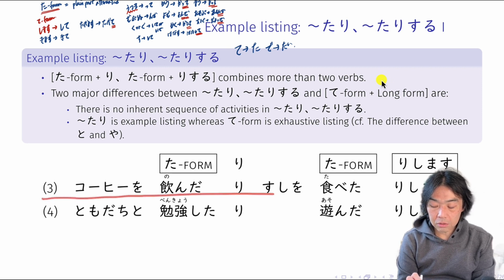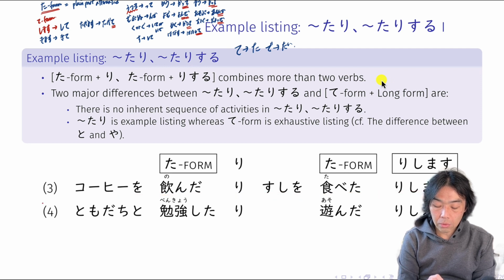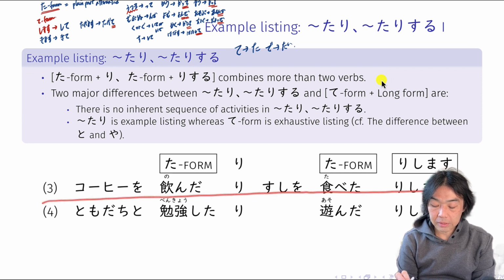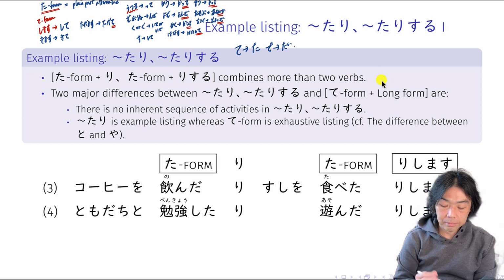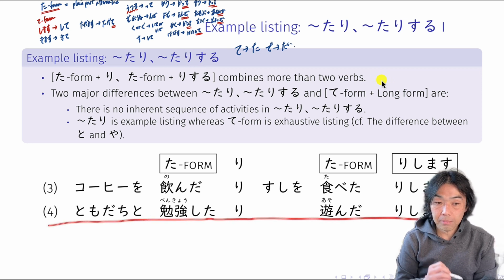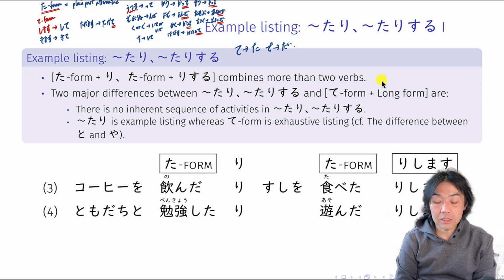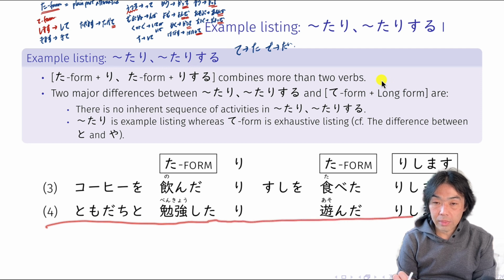コーヒーを飲んだり、寿司を食べたりします。Again, ta form here. The first one is り. And the second one is りします or りする. And this one says, I drink coffee and eat sushi. So you just combine two verbs together. Here, 友達と勉強したり遊んだりします。I study with friends and play with them.